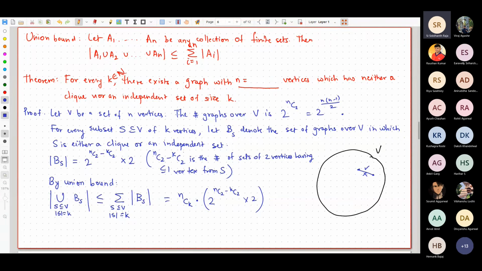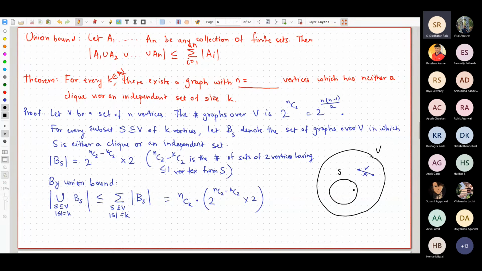Now the constraint is I want a specific set of vertices S as a clique or an independent set. That is what I want. So now again for every pair of vertices which is outside S, I still have a choice. What is the constraint? S must be a clique or S must be an independent set. What happens outside S doesn't matter. So for every pair of such vertices, both of which are outside S, I have a choice.